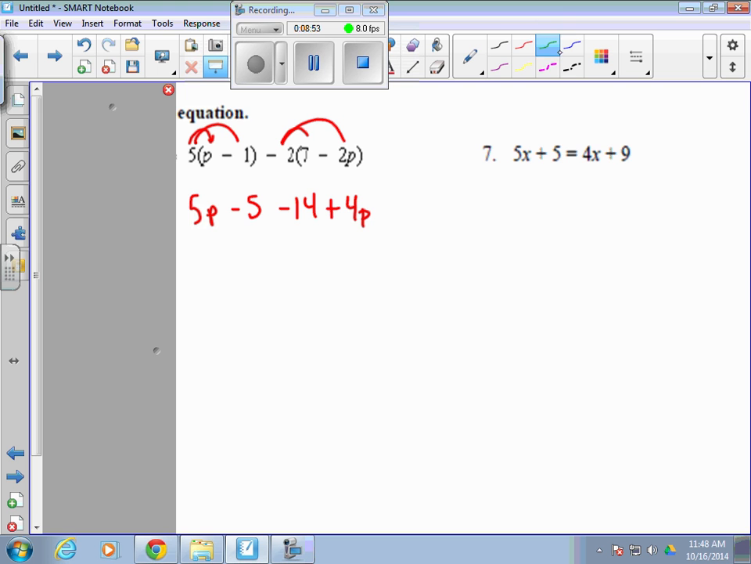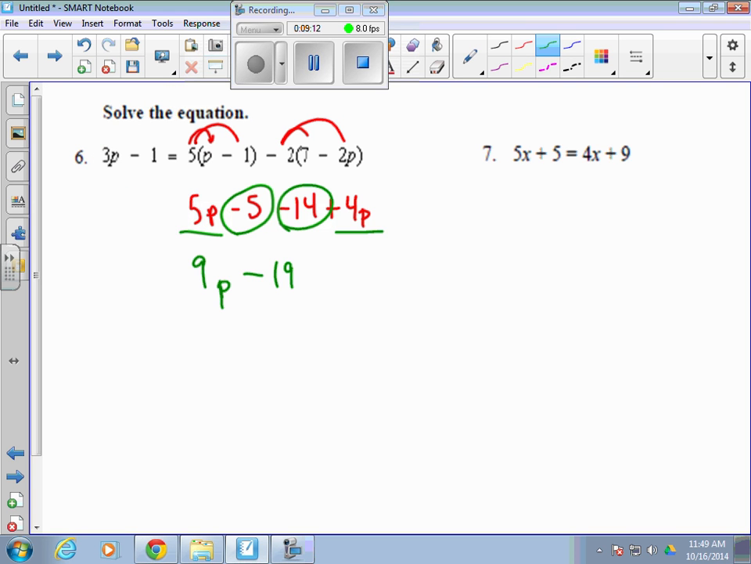We can still simplify this side. We can combine 5p and 4p and get 9p. And we can combine negative 5 and negative 14. Same sign, add up the absolute values, 5 and 14, you get 19. Keep the common sign, negative. Now you can't put 9p and negative 19 together because they're not like terms. So now we have equals the other side, 3p minus 1.